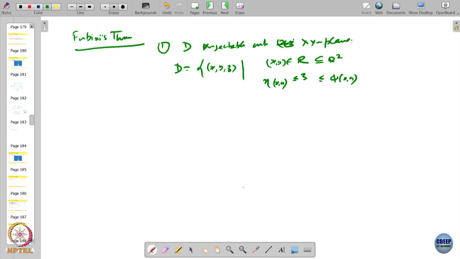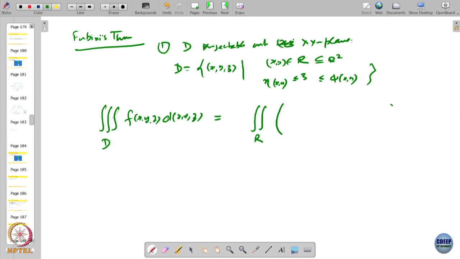Right, so with that description of D as projectable onto the xy plane, the triple integral of f(x, y, z) dx dy dz can be computed as: (x, y) belongs to R, so double integral over R dx dy, and the integral of f(x, y, z) with respect to the variable z, where z goes from eta of (x, y) to phi of (x, y).